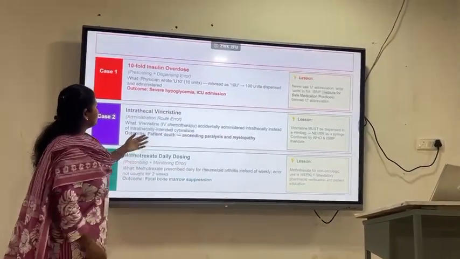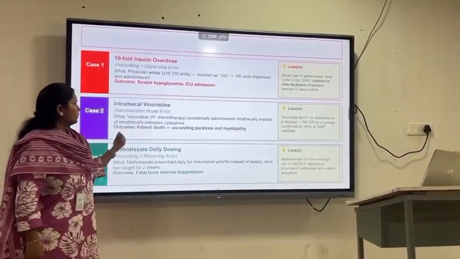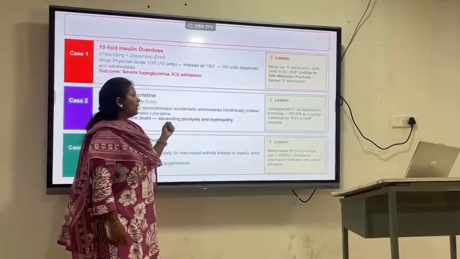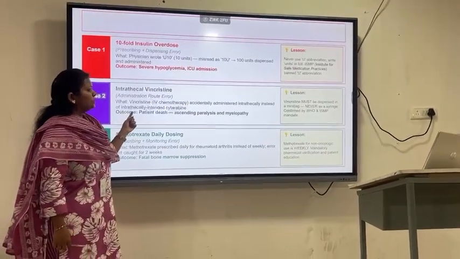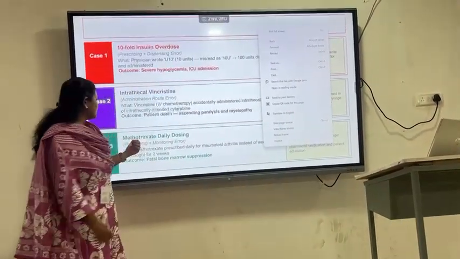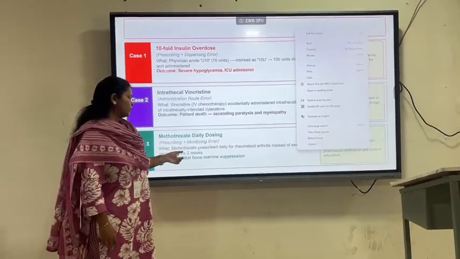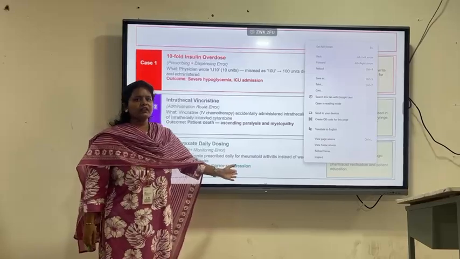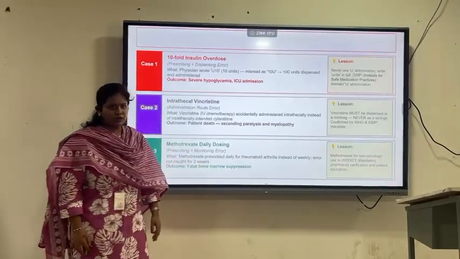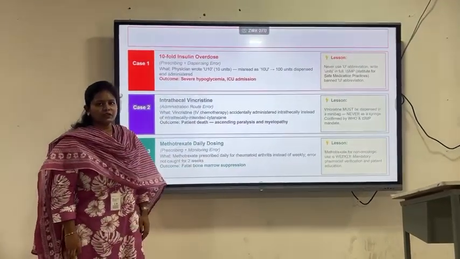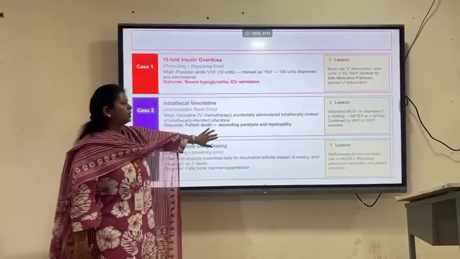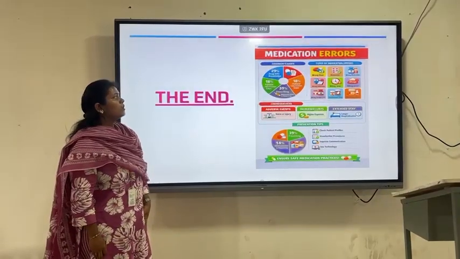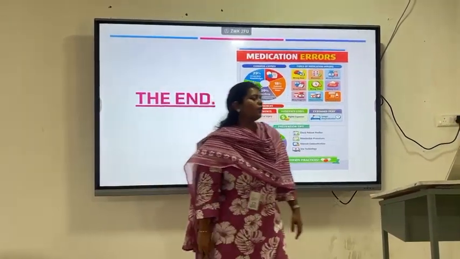Next, administration route errors, where an IV drug is accidentally administered intrathecally, causing an administration error. Then there is a prescribing and monitoring error: methotrexate is a weekly drug, but it was prescribed as a daily drug for rheumatoid arthritis, causing an overdose. So that is prescribing and monitoring of the drug. In this way, these are some examples where different types of errors are caused. So this is the medication error topic of clinical pharmacy.